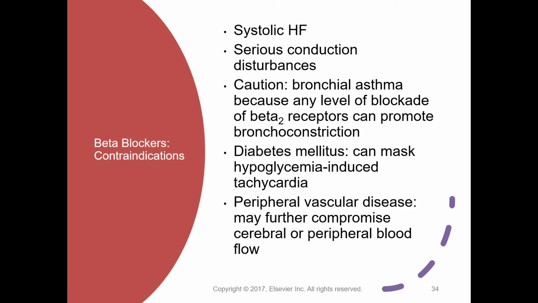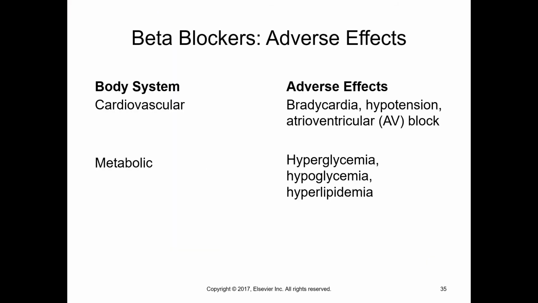Well, if a beta blocker lowers the heart rate, and a patient who has diabetes is really having low sugars, which can trigger a response of tachycardia, the beta blocker could mask that symptom. So we have to be a little bit careful with patients with diabetes. And then peripheral vascular disease, it can further compromise cerebral or peripheral blood flow as well. So these are the people we wouldn't give it to.